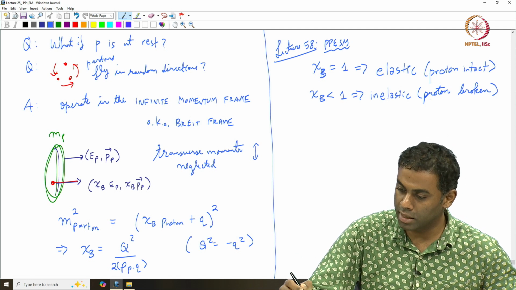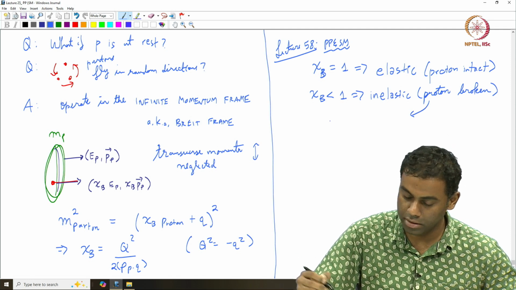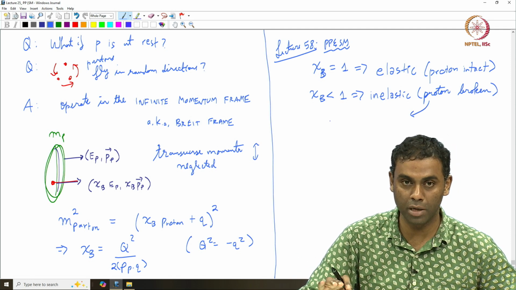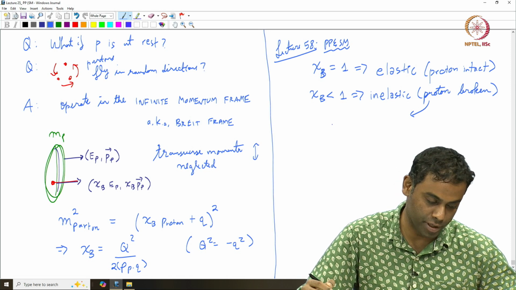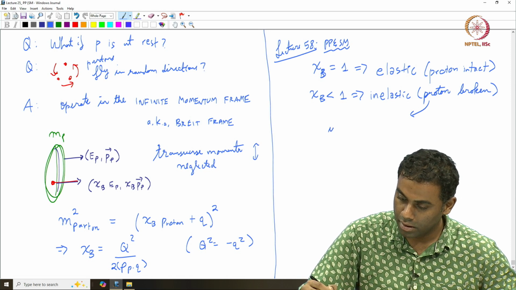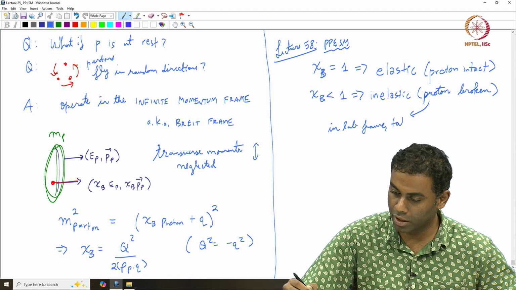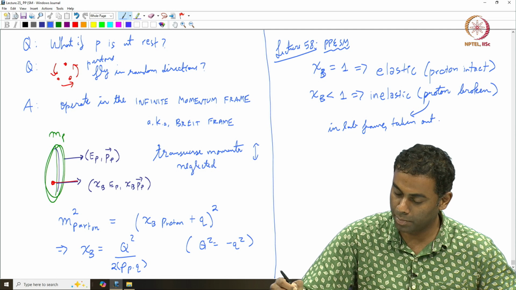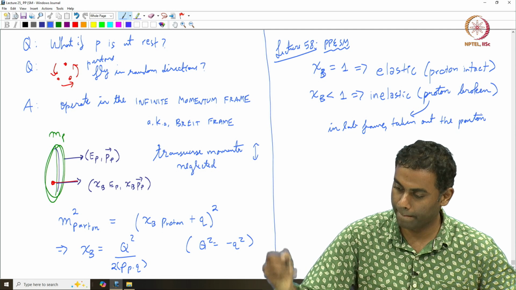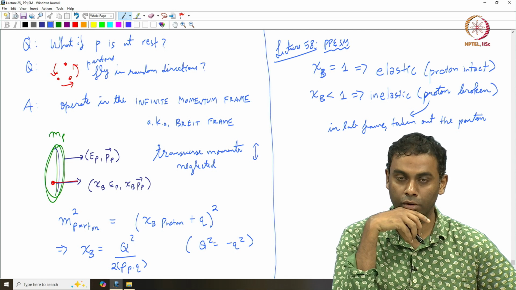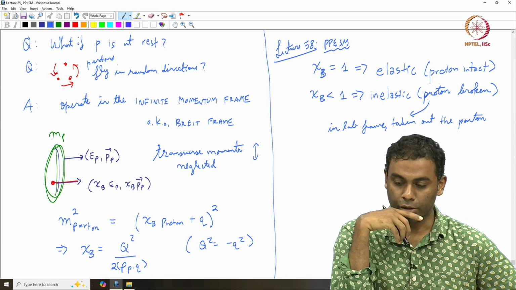Why is that? That is because in the infinite momentum frame this might be true, but then if you come back to the lab frame, in the lab frame basically you have taken out the parton from the proton, okay. Okay, good.